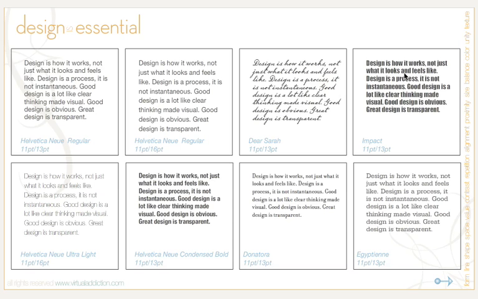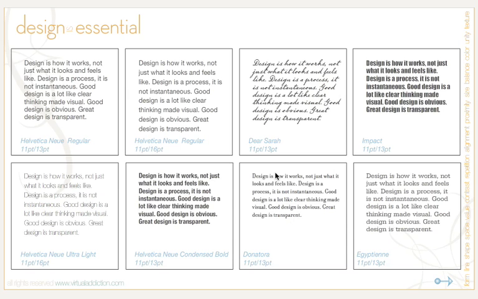Over here, this is an example of Impact set at 11 points with 13 point line spacing. It's basically the same font size and line spacing as this one right here, but you can see because the font is different how it's a little bit darker, it's a little thicker font. And here's some other examples right here.